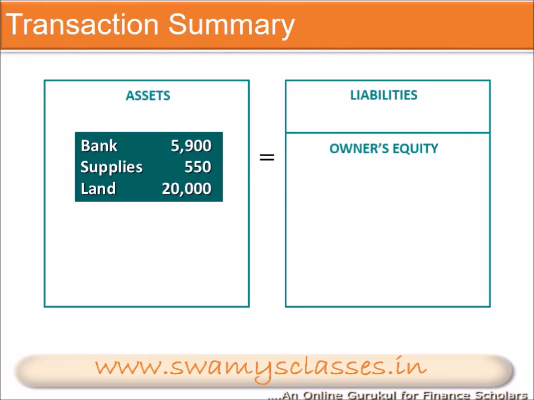Now let us have a look at the summary. There are so many things that happened with bank account, if you can recollect. Initially, owner gives capital, then we purchased land, we spent for expenses, then we paid for supplies. There are so many transactions happen, at the end of which we are left with 5,900 rupees balance. Similarly, even though we purchased 1,350 worth of supplies because we consumed 800 rupees worth, we are left with 550 rupees worth of supplies. We got land for 20,000 rupees. These are all the assets that we have at the end of the period.